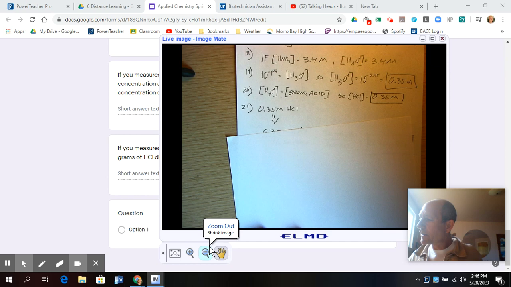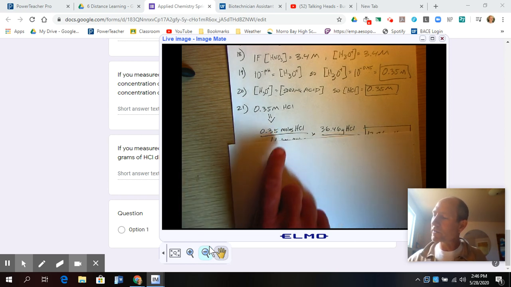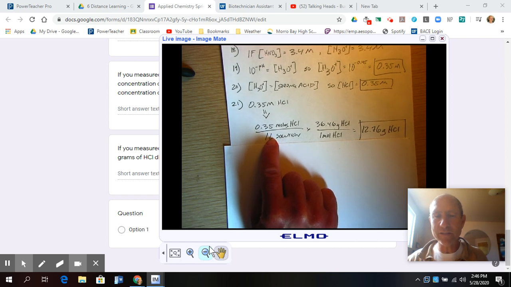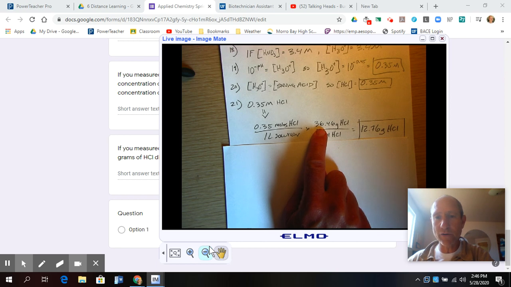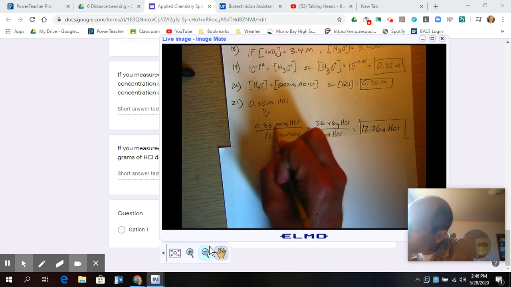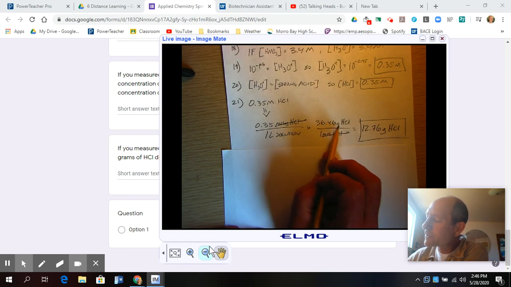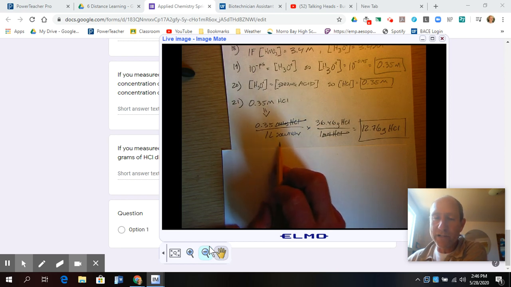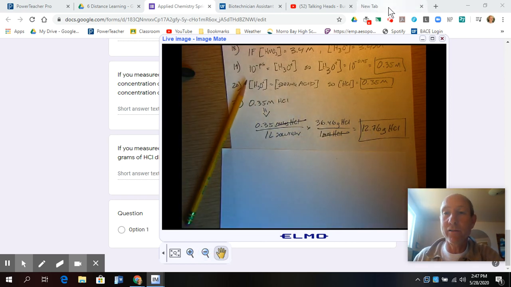If you have a 0.35 molar solution of hydrochloric acid, then you have 0.35 moles of hydrochloric acid for every 1 liter of solution. Incidentally, we do have 1 liter of solution here. And if you use your periodic table to figure out the molar mass of hydrochloric acid by adding up the molar masses of hydrogen and chlorine, then you'll find that the molar mass is 36.46 grams per 1 mole. Then you can see that moles of hydrochloric acid cancels out. That means there's 36.46 grams of hydrogen chloride for every liter of solution. And they told us that we have a liter of solution, so we're done with 12.76 grams of hydrochloric acid.